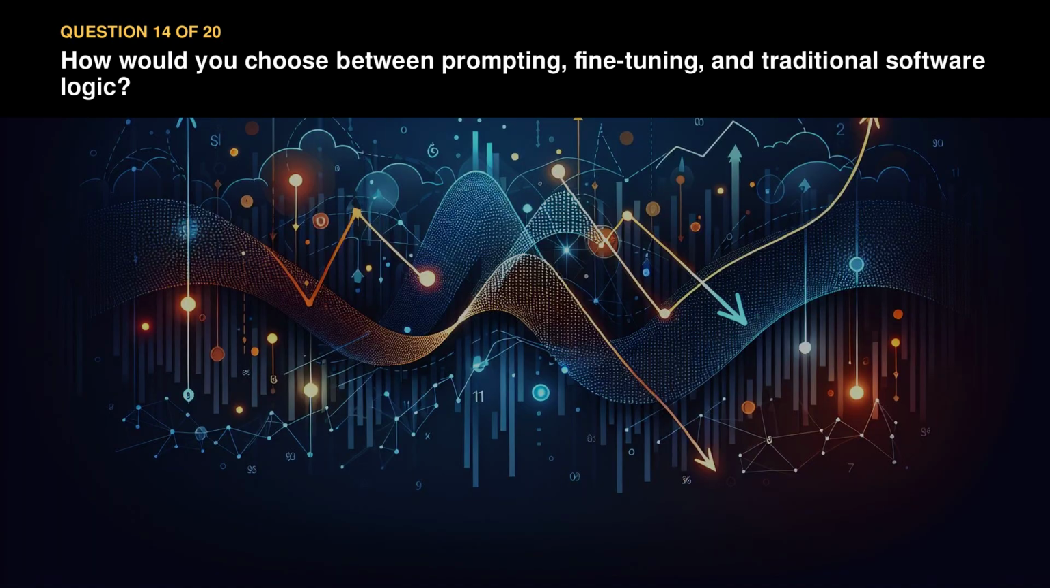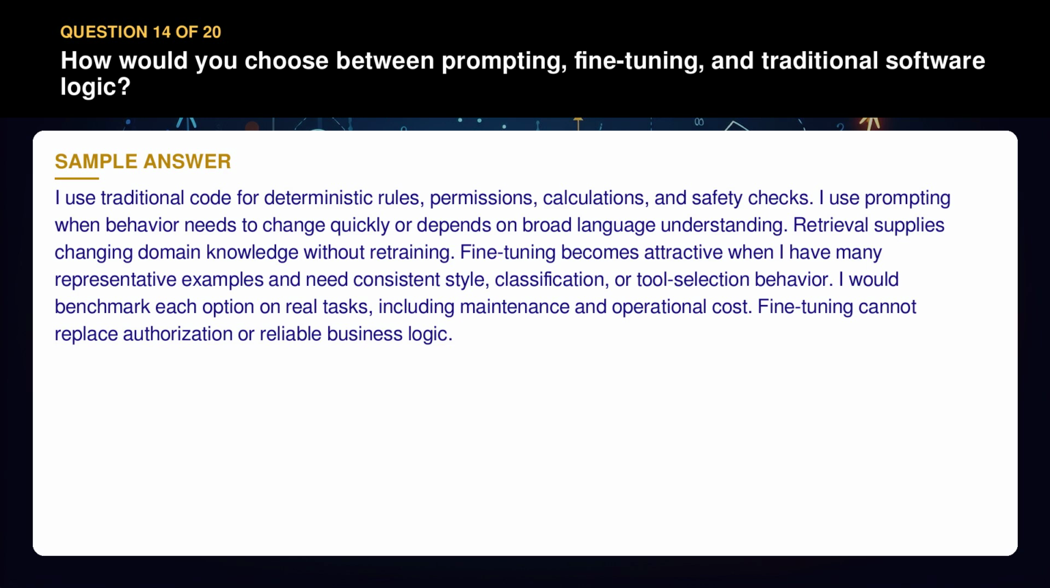Question 14. How would you choose between prompting, fine-tuning, and traditional software logic? I use traditional code for deterministic rules, permissions, calculations, and safety checks. I use prompting when behavior needs to change quickly or depends on broad language understanding. Retrieval supplies changing domain knowledge without retraining. Fine-tuning becomes attractive when I have many representative examples and need consistent style, classification, or tool selection behavior.